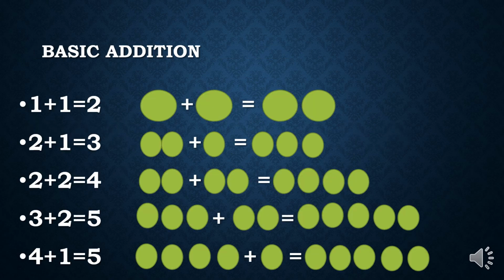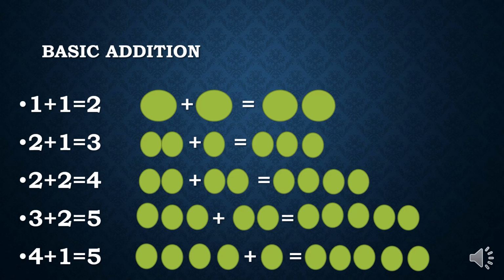Basic addition. We are going to add numbers from 1 up to 5. 1 plus 1 is equal to 2. By using circles, circle 1 plus another circle, we have 2 circles.